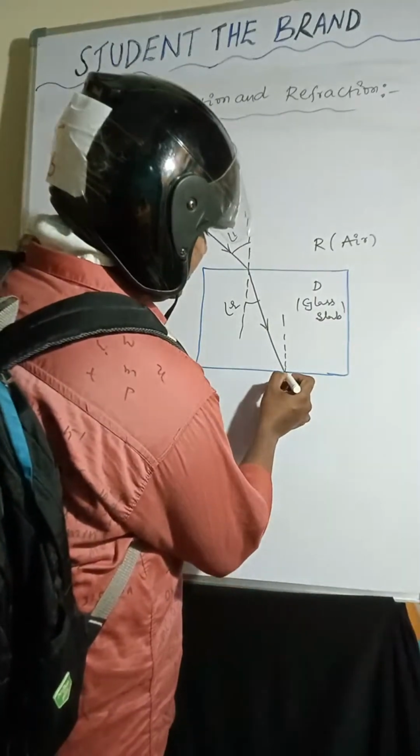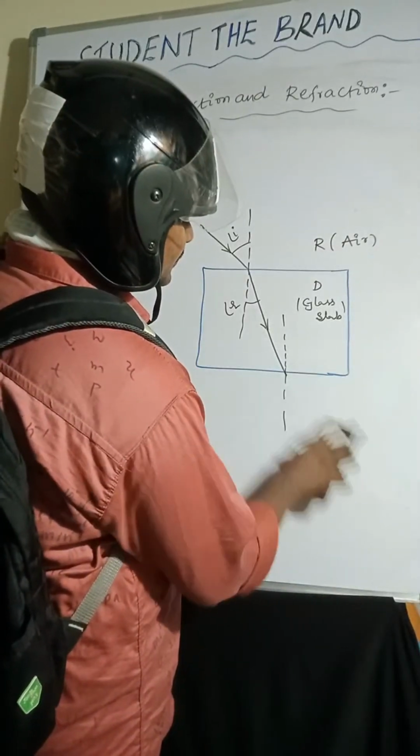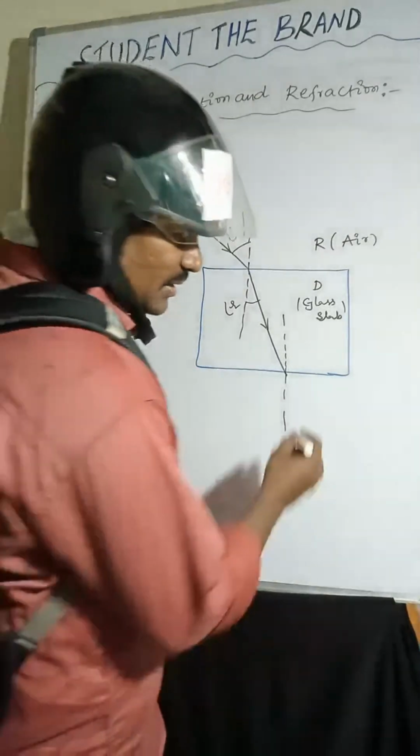Now I am considering here. So it moves like this. It moves away from the normal line like this.